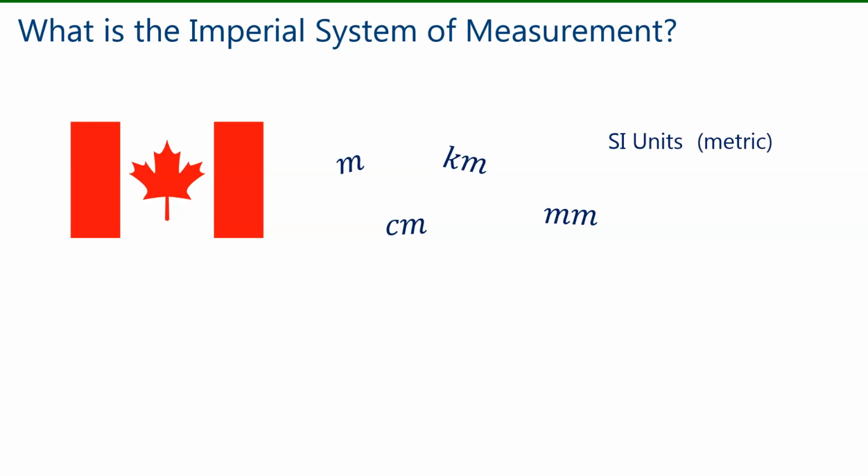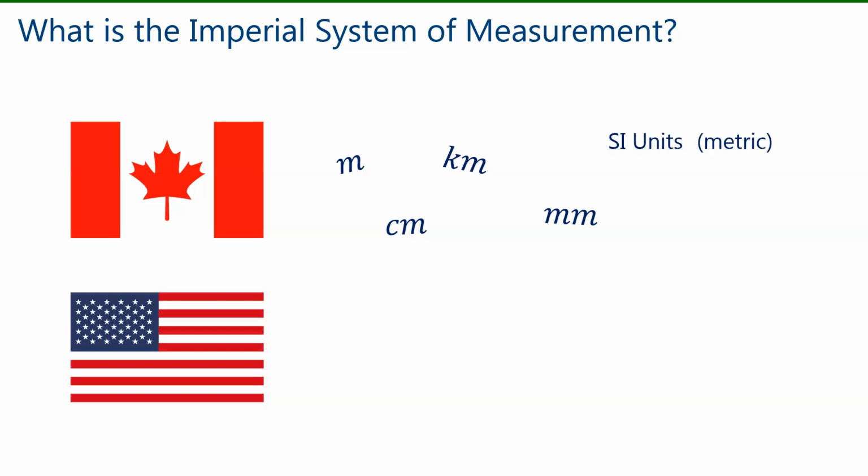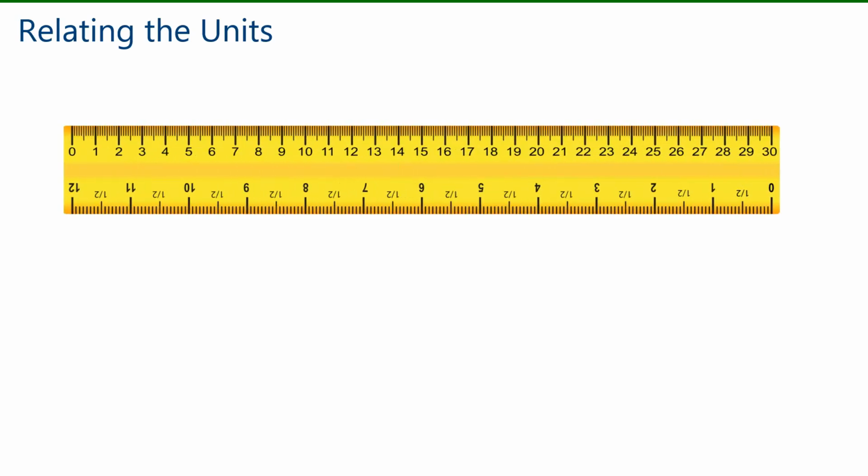Now there's some other places in the world, like the US, where they measure distances in feet, inches, miles, and yards. So these are what we call imperial units. So let's compare the two systems using this ruler.